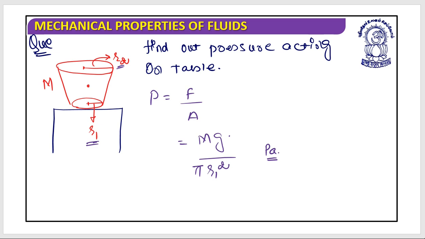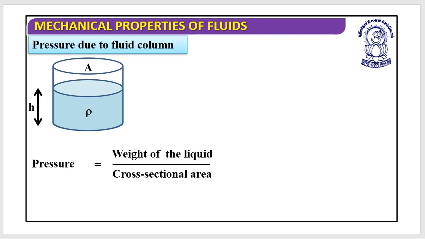Great. Now let's work on the pressure due to a fluid column. Let's look at this container, whose cross sectional area is A, and we have filled a fluid in this container up to height h, and this fluid has density rho. Pressure is the weight of the fluid divided by cross sectional area. So let's assume the weight of the fluid is m into g, divided by cross sectional area A.